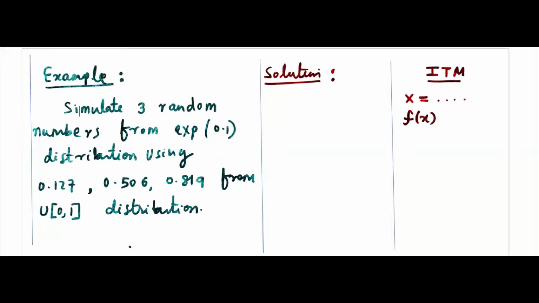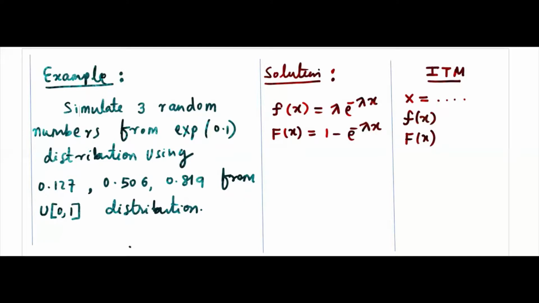Okay, so what is f(x)? f(x) here is lambda e power minus lambda x. This is an exponential distribution. Lambda is given as 0.1, we'll use it later. Then you need to find capital F(x). You know capital F(x) already, so I'm not finding it, but if you want, you can find it also: 1 minus e power minus lambda x.